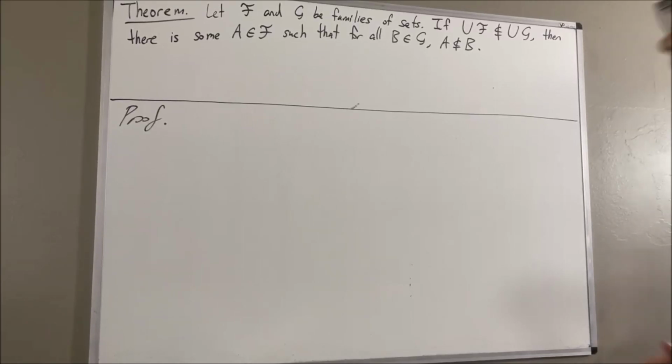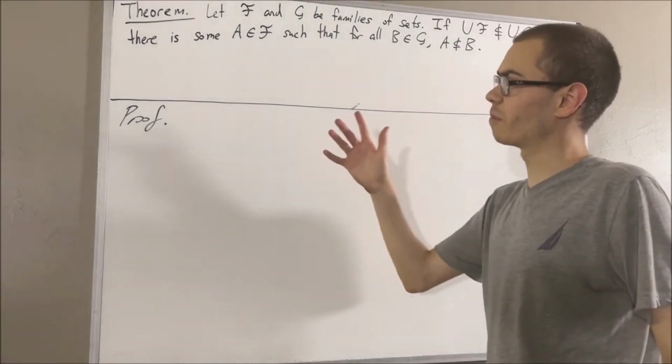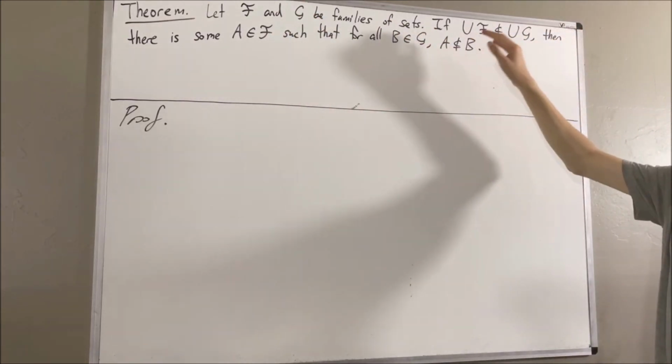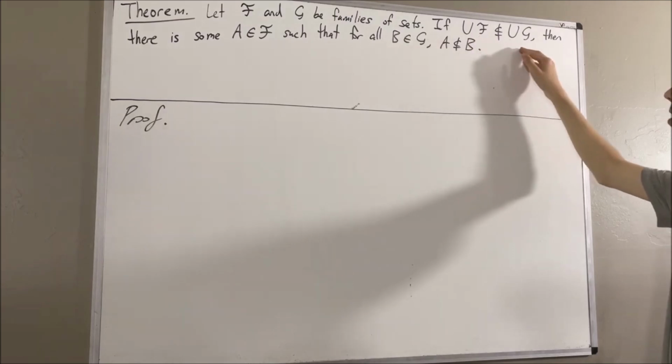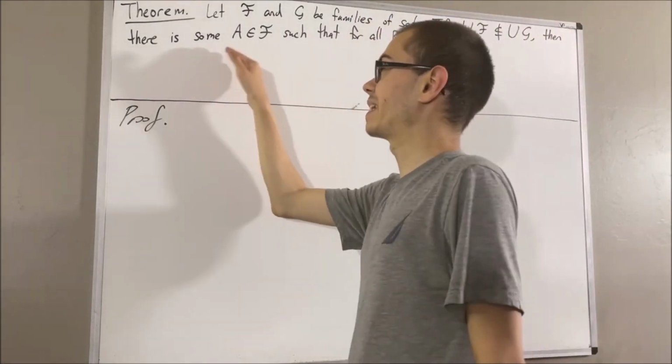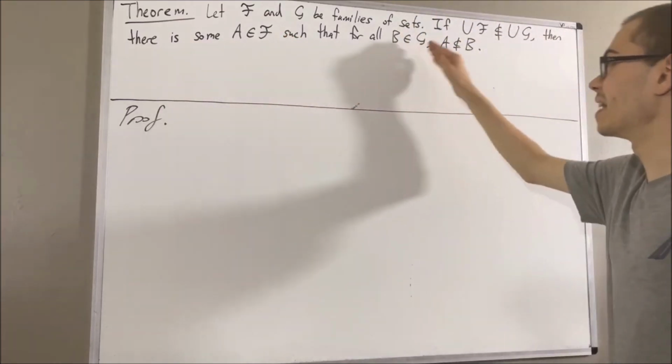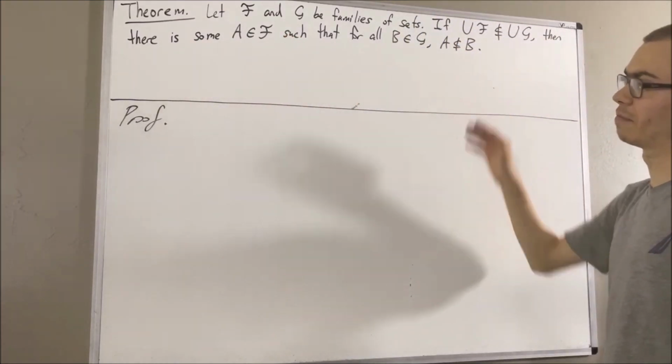Hello! In this video, we are going to prove the following theorem. Let F and G be families of sets. If the union of F is not a subset of the union of G, then there is some set A in F, such that for all sets B in G, A is not a subset of B.